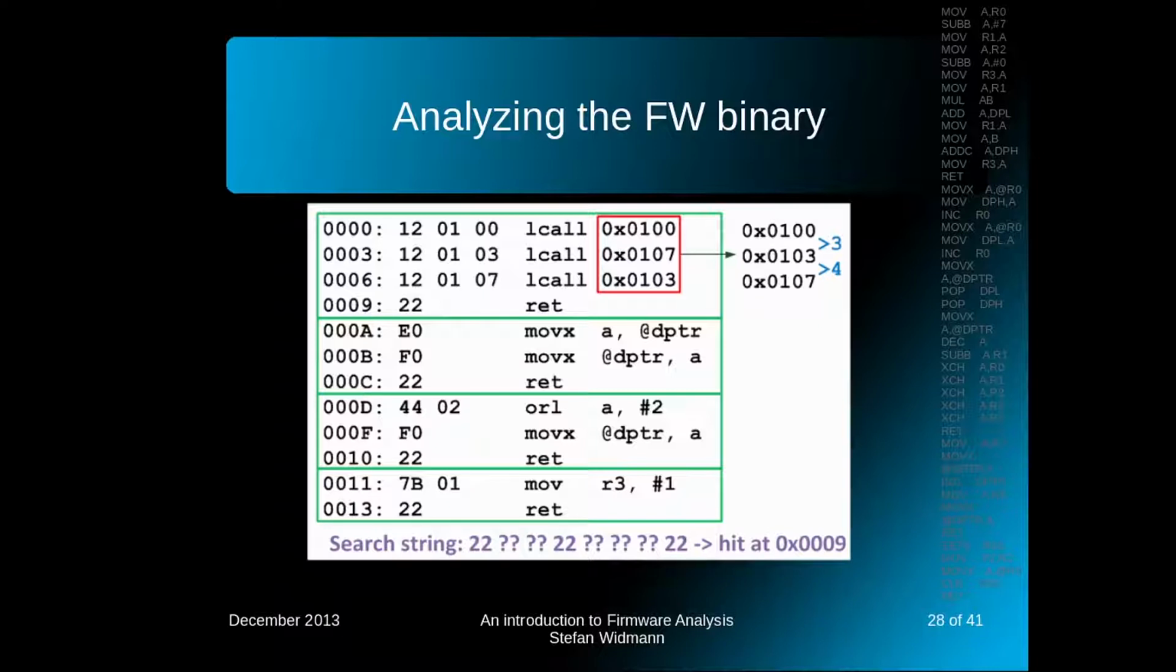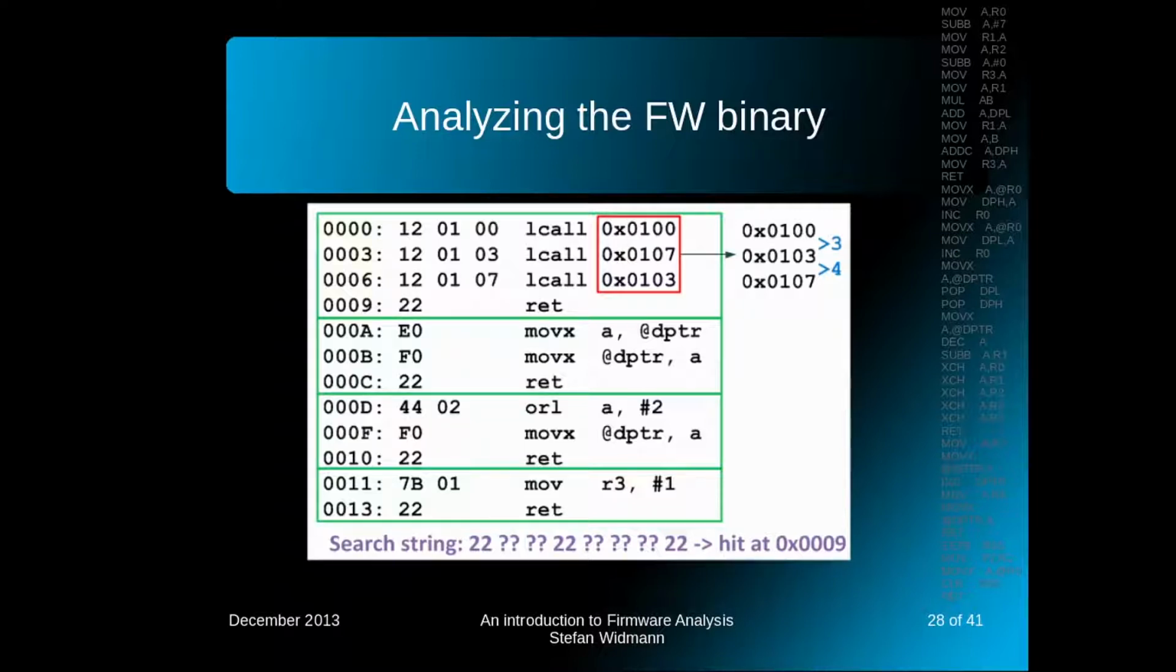We start with a 22. We have a subroutine with a length of 3 bytes. So we have 22, 2 wildcards, and again a return. The second part of the search string encodes the second subroutine with 4 bytes. So we have wildcard, wildcard, wildcard, and again a return. Okay, in this simple example, we get only one hit. Perfect. We get a hit at address 9.